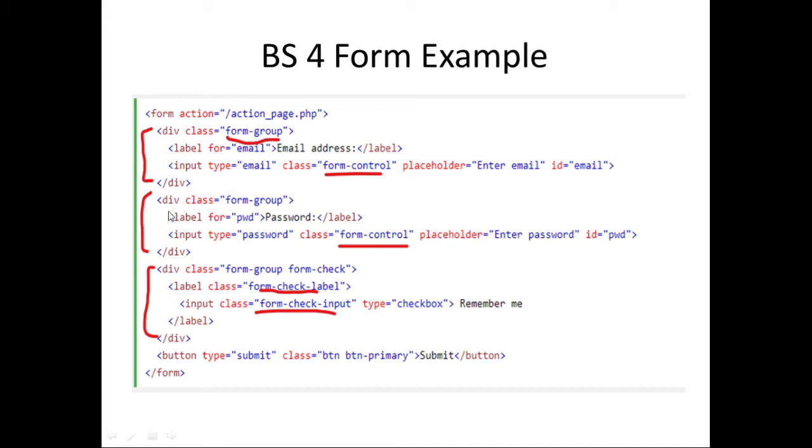And then here the same, but this time the type is password. And here also the same, but this time we have form check. We added form check because this is a checkbox. And then label class form check label. Then the class is not just form control but form check input. So that's for a checkbox. Then we have here now our button. So this is an example of a form.